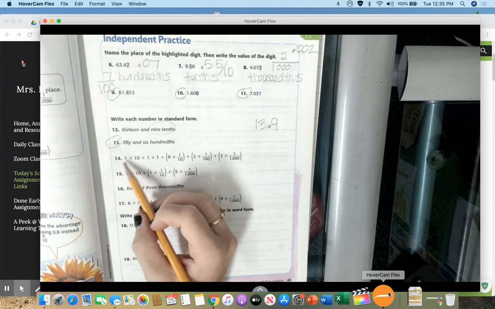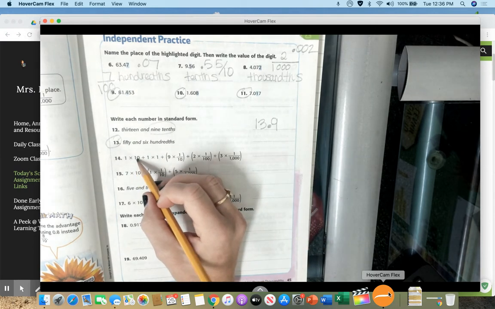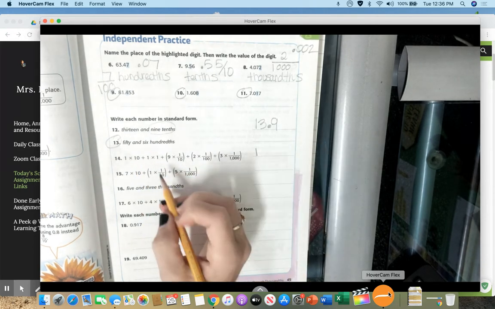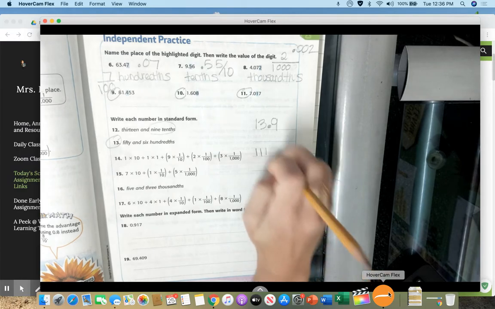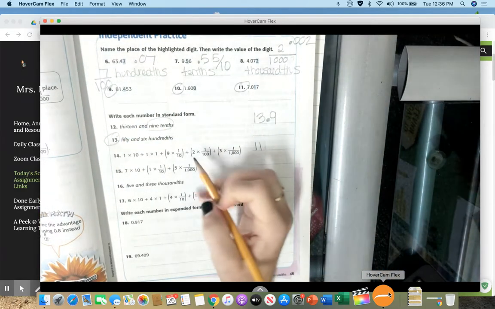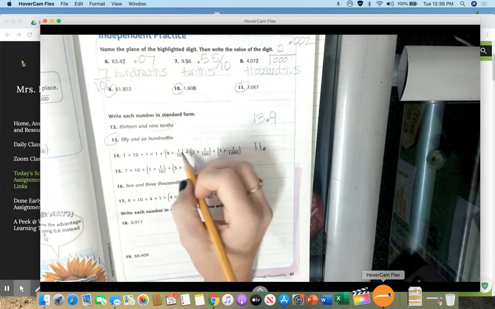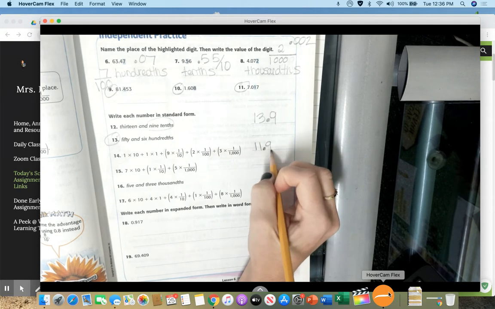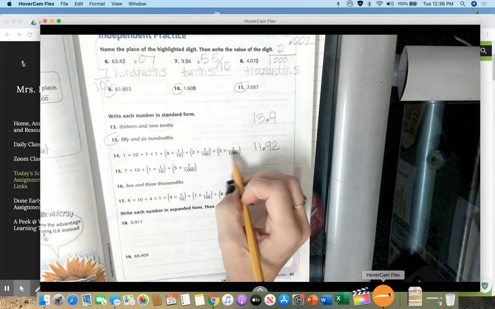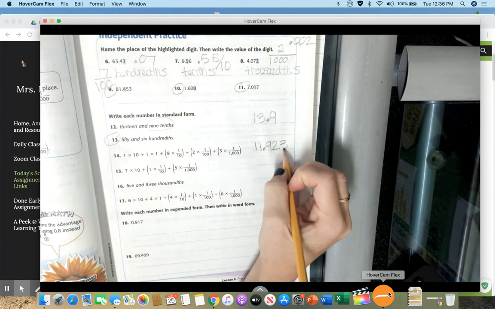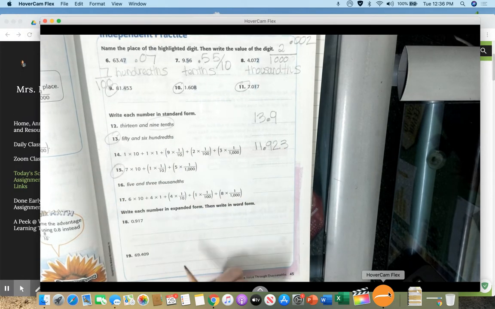I'm going to do 14. Notice this is expanded. We're going to change it into standard. So 1 times 10, that means there's a 1 in the tens place. 1 times 1, that means there's a 1 in the ones place. Plus would be our next digit. But notice it goes to parentheses. That means there's a decimal. Sorry. 9 times 1 tenth, that means a 9 in the tenths place. A 2 times 1 hundredth means there's a 2 in the hundredths place. And then 3 times 1 thousandth means there's a 3 in the thousandths place. So the correct answer is 11.923. So please be careful with that. I want you to try 15.